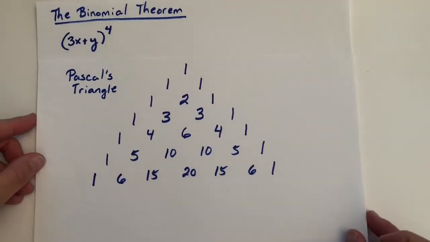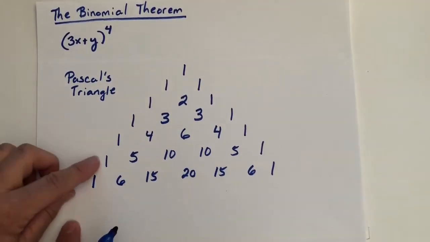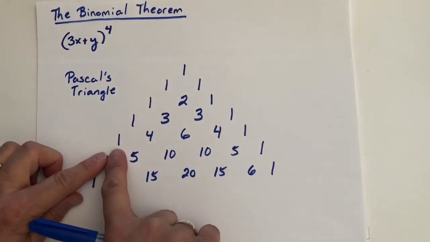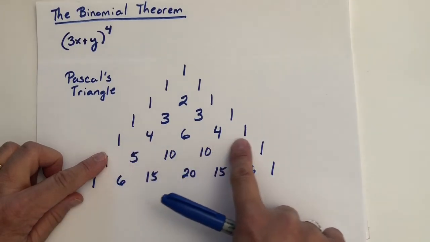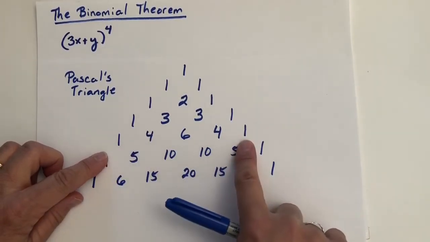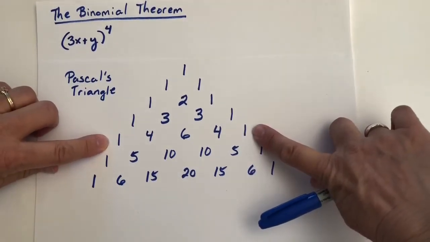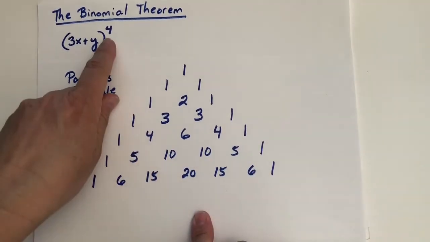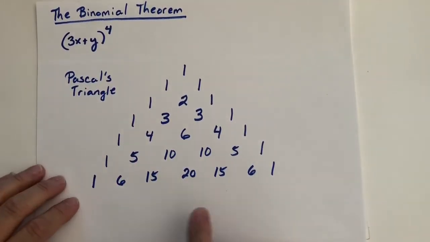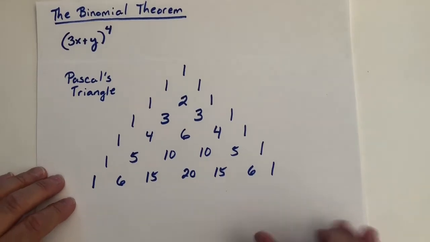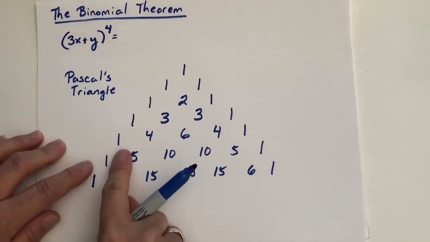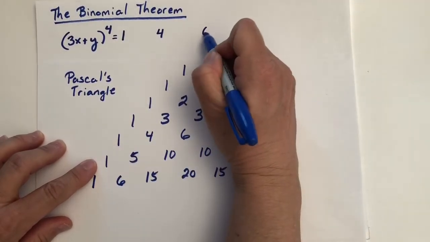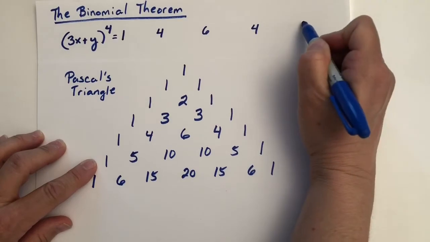Let me remind you that this is what Pascal's triangle looks like, and when we're expanding a binomial raised to the fourth power, the coefficients of each of the terms will be found right here in Pascal's triangle in this particular row. So starting with this 1 and the 4 when we're talking about something raised to the fourth power. So if we expand it, let me remind you, these are the coefficients. Let me just put those down. 1, then there'll be a 4, a 6, and a 4, and a 1.